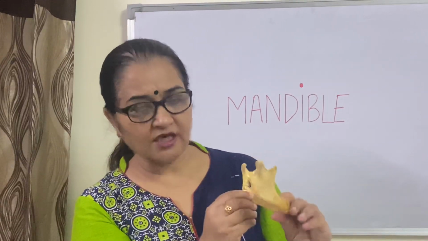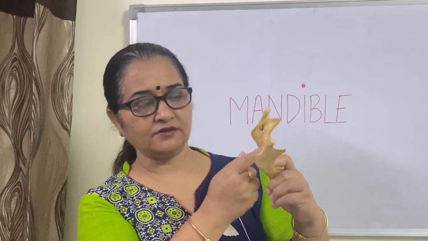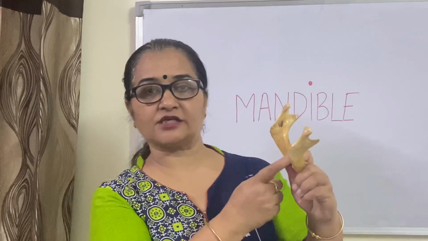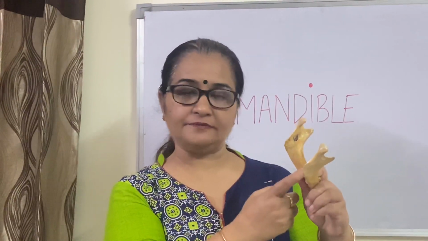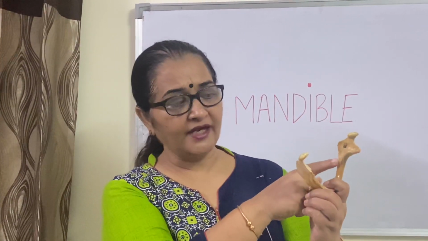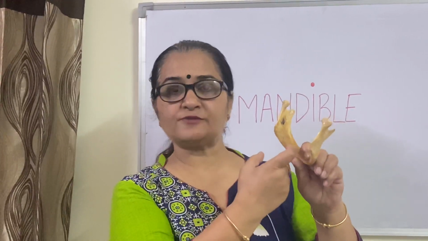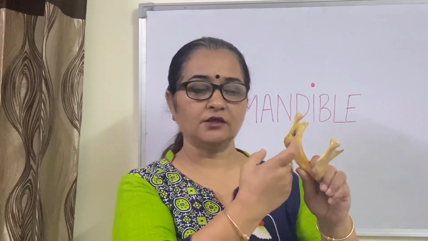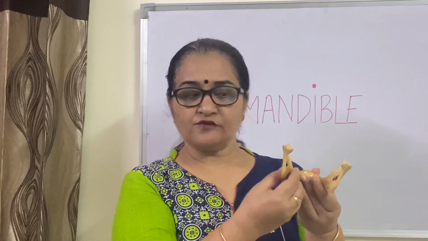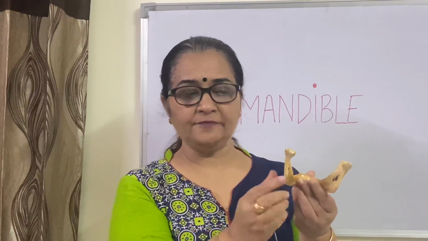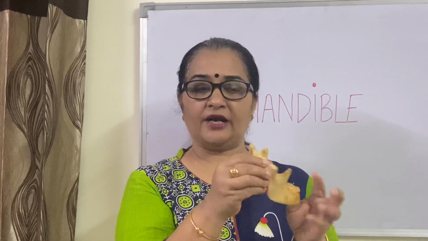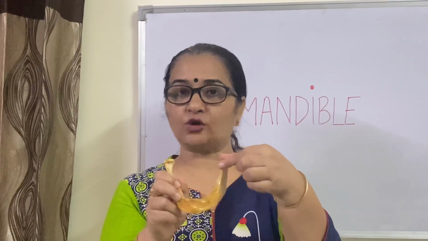So what are the other structures present on the inner side? You can see this crest-like structure. This is the mylohyoid line, and behind this mylohyoid line a groove is present which is known as the mylohyoid groove. Now as we go more superiorly, this ramus of the mandible has two processes. This is the coronoid process and this is the condylar process.